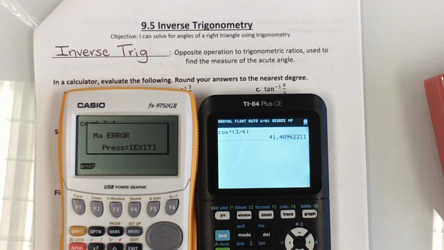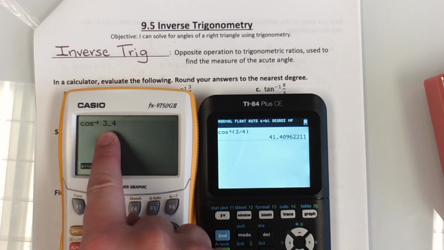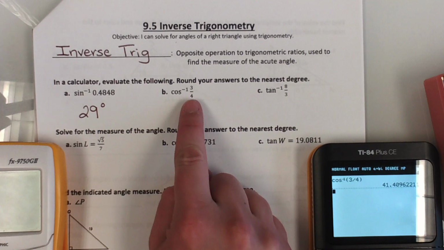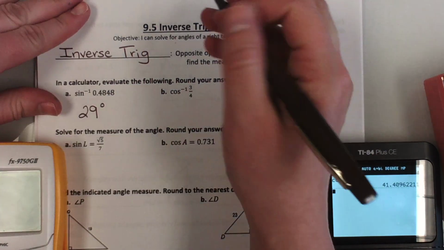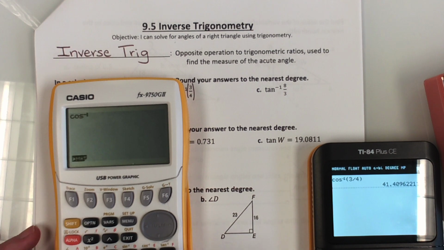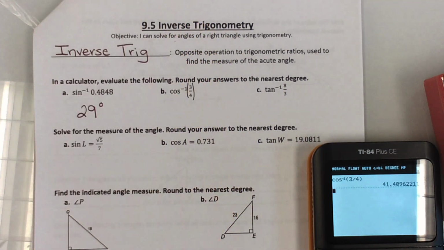Here's why. If you do not have the parentheses here, what this is doing is it's doing cosine inverse of 3, trying to evaluate that, and then dividing it by 4. Cosine inverse or trig inverse doesn't always work of all numbers. You need the parentheses when this is anything other than just a plain number. So I need parentheses here. So on my Casios, I have to do cosine inverse parenthesis 3 divided by 4, close parenthesis, and then it gives me the same thing as my TI. To the nearest degree, 41.